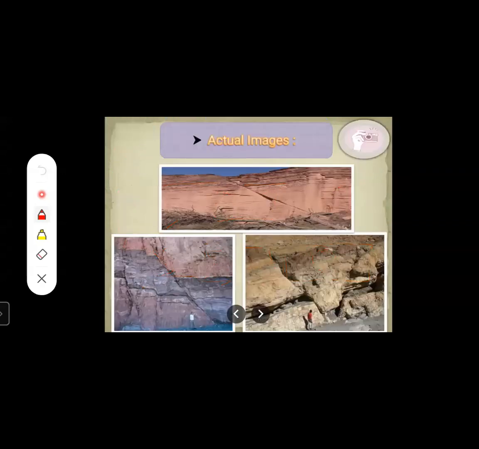Next, these are the actual images we can see of faults. Here you can see it's like a crack, student. It's like a crack in between the mountain. It's an example of a fault. These are the actual images of a fault.